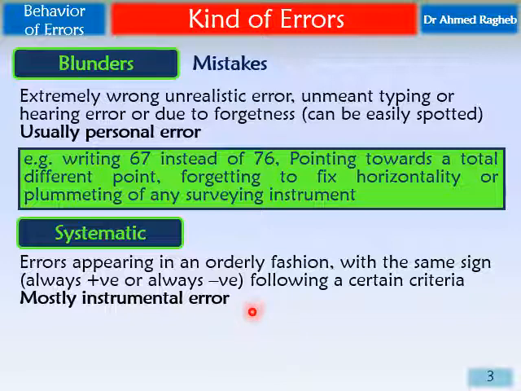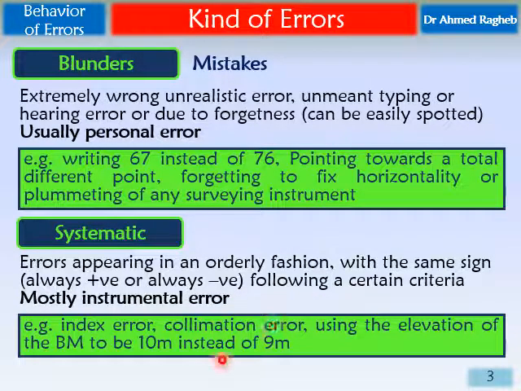So if one time it's positive and the other is negative, then this is not called a systematic error. Example for it, if you have a cut at the start of any tape, or you're given a benchmark of 10 meters instead of 9, index error is also considered a systematic error.